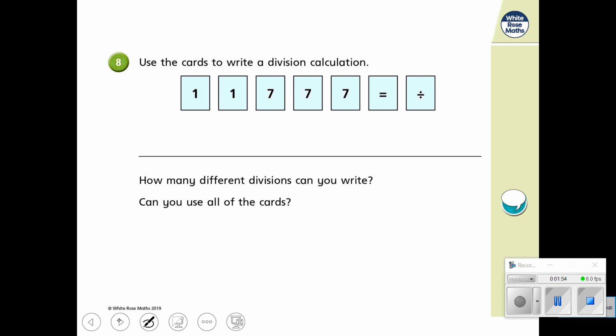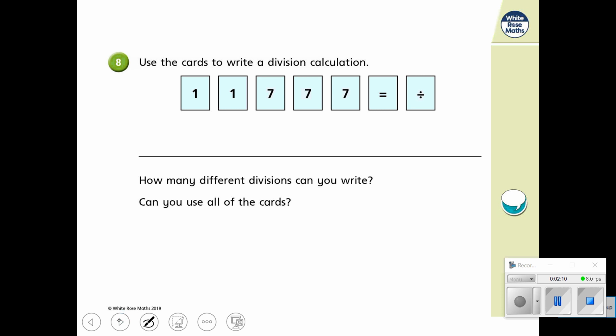The last question, I think. No, it's not, it's question 8. Use the cards to write a division calculation. Okay, got to use the cards there. Now, how many different divisions can you write and can you use all of the cards?